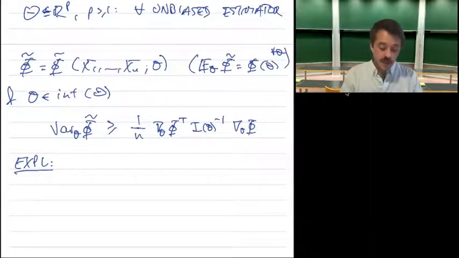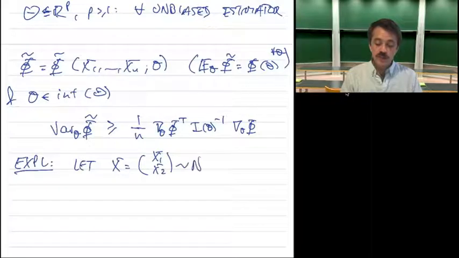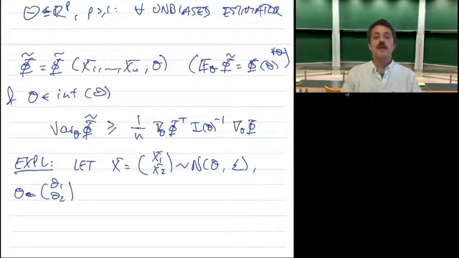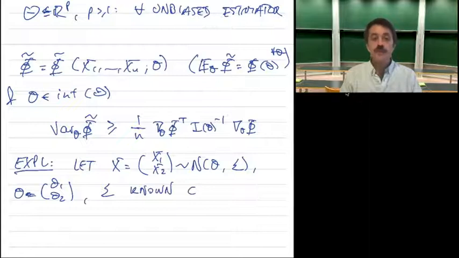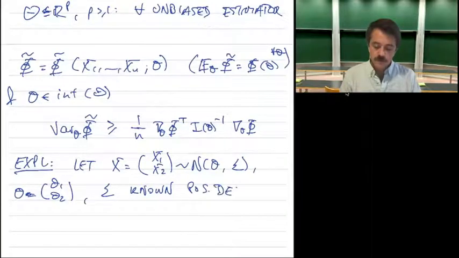Okay, so let me give you this example. So let X be two-dimensional, and this is going to have a normal distribution with some parameter theta. So theta is going to be two-dimensional, of course, and this capital Sigma is a known covariance matrix, and it's got to be positive definite.